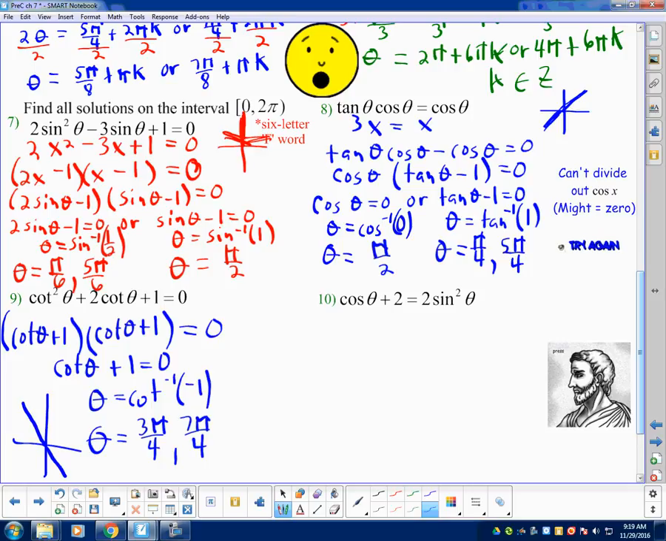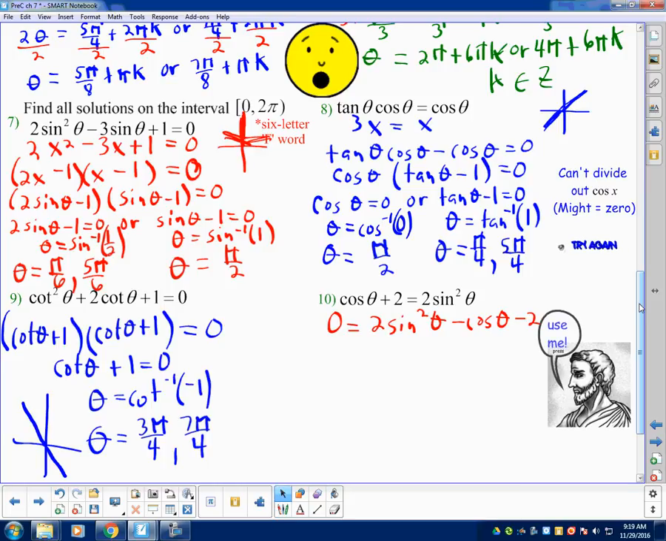All right, number 10. We're finally going to get to use that identity I showed you in the beginning. First of all, this is not in standard form of a quadratic, so let's do that first, or we could substitute first. Also notice that we have a mixture of variables, a sine and a cosine. This is where the identity comes in. If I wanted to, I could move everything over here: 0 equals 2 sine squared theta minus cosine theta minus 2. Pythagoras says, use me. Use the Pythagorean identity.